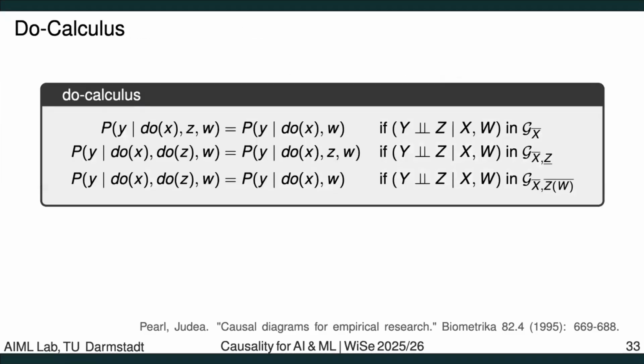Yeah, so here again are all the rules. As I said, the first one helps us to remove some observational quantities. The second one helps us to remove the do operator and switch to conditioning. And the last one helps us to remove the do operator or a do operator altogether from our estimate.